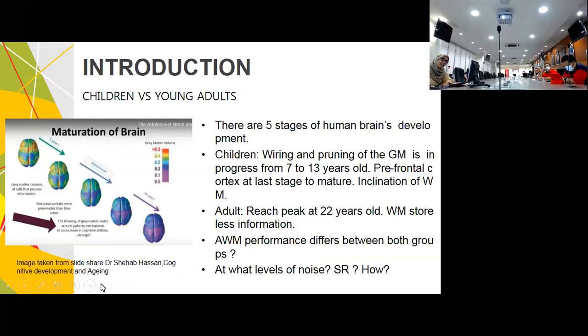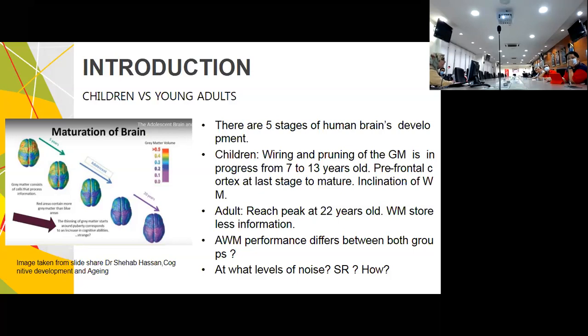The last part is why we are interested in looking at children and young adults. It's because in humans we have 5 stages of brain development. In this study we are interested in the developing brain, which is age 7 to 13 years old, and the developed brain, which is at university student age, around 22 years old.